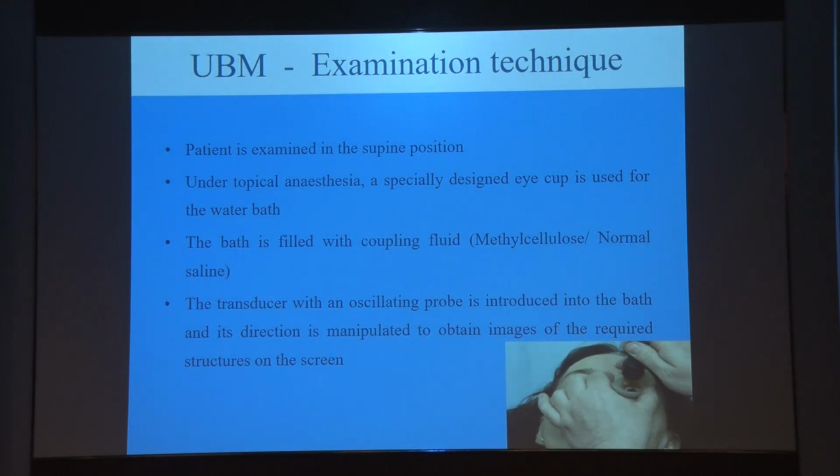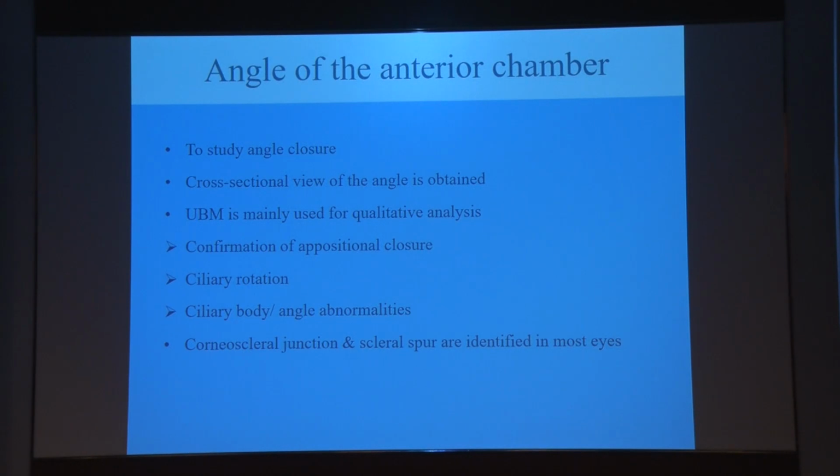So, examination technique: the patient is examined in the supine position under topical anesthesia, and a specially designed eye cup, as you see out there, is used for the water bath. The bath is filled with coupling fluid, either normal saline or methylcellulose, and the transducer with an oscillating probe is introduced into the bath and its direction is manipulated to obtain images of the required structure on the screen. So, to study the angle of the anterior chamber in angle closure, a cross-sectional view of the angle is obtained.